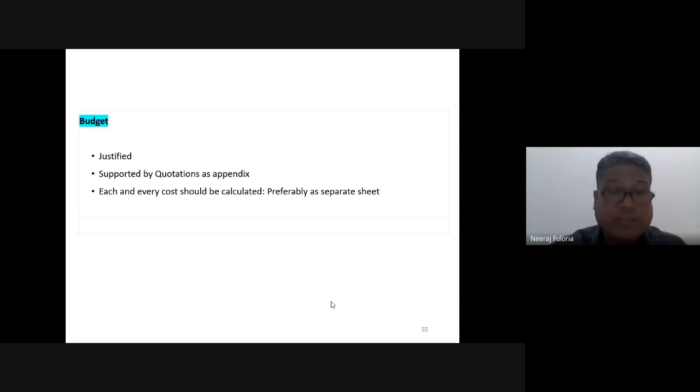Why purchase that equipment? Because you are an individual applying for a grant. The institute or a university is not applying. You are doing it individually for a small research project. Correct? So the budget should be justified. It should be supported by a quotation as an appendix.